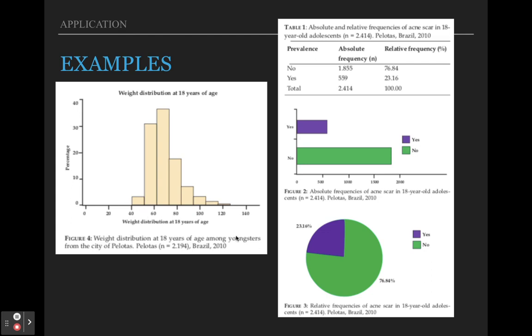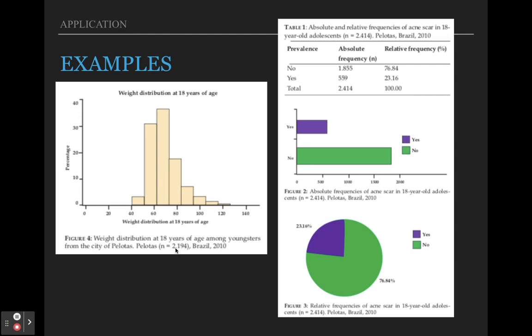Is this pounds? Let's see. That's hard to tell. It should tell me what the units are here, but I'm going to guess it's pounds. 40 to 50 pounds, about 4% in Pelotas, Brazil. Most of these individuals were between, I would say, 60 and 70 pounds at 18 years old. That seems very light now that I think about it. This may not be pounds, I'm not sure. We'd have to go back to the original study. So there's a flaw, in that we don't have the units on this.